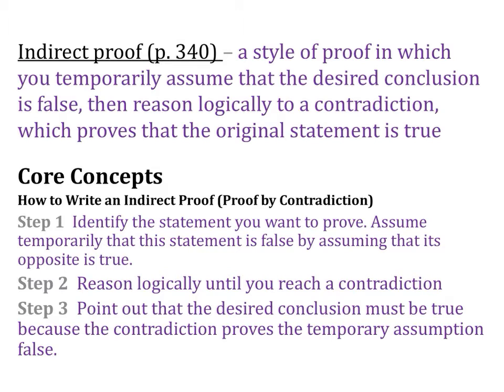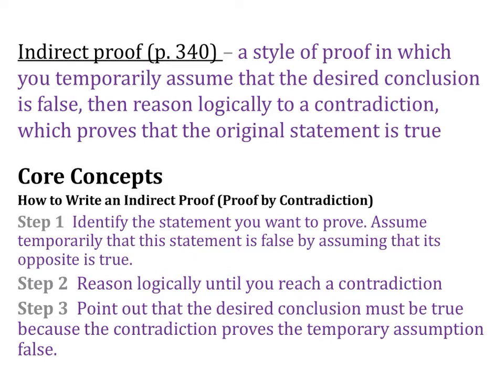Here are your 3 steps for writing an indirect proof. Step 1, identify the statement you want to prove. Assume temporarily the statement is false by assuming that its opposite is true. Step 2, reason logically until you reach a contradiction. And then your final step, point out that the desired conclusion must be true because the contradiction proves the temporary assumption false.